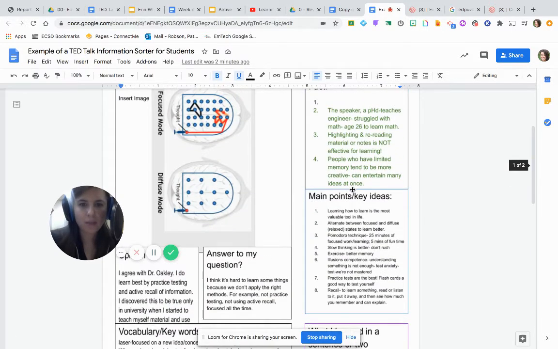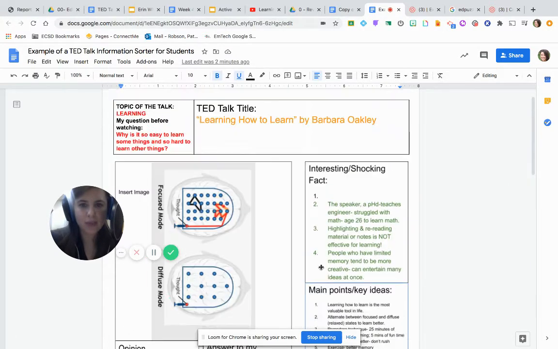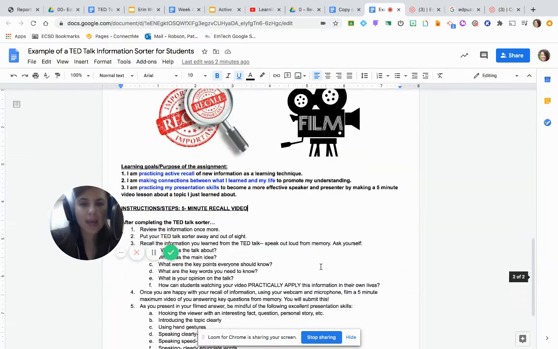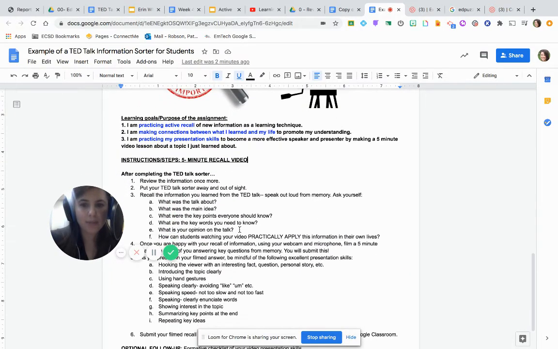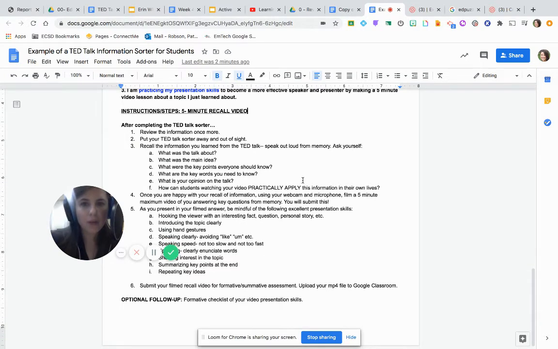So I'm going to practice using this TED Talk sorter about learning how to learn. And I am at step 3 because I put away the information. And now I'm recalling, okay, what was the topic about? It was about learning. What was the main idea? I'm going to have to think about that. I think the main idea was that learning how to learn is the most important tool you can learn in life, and that sadly many students are not learning effectively, and that limits their chances in life. So that's what I got out of it.